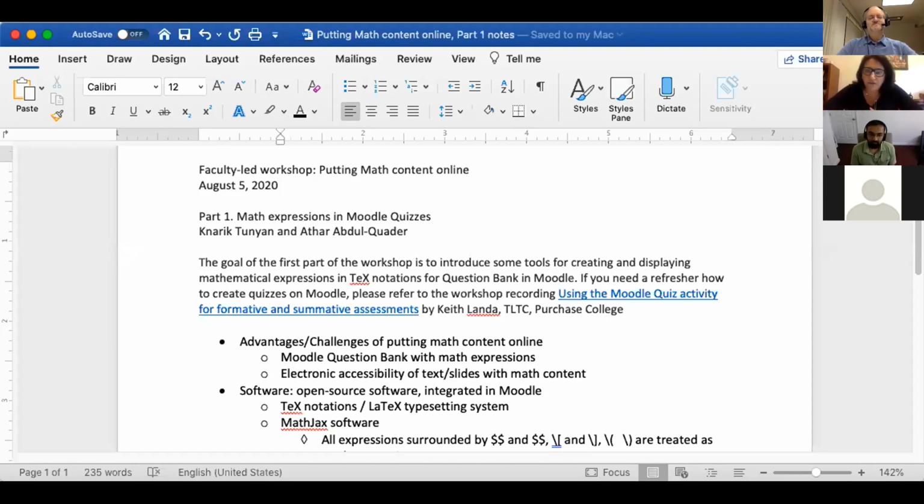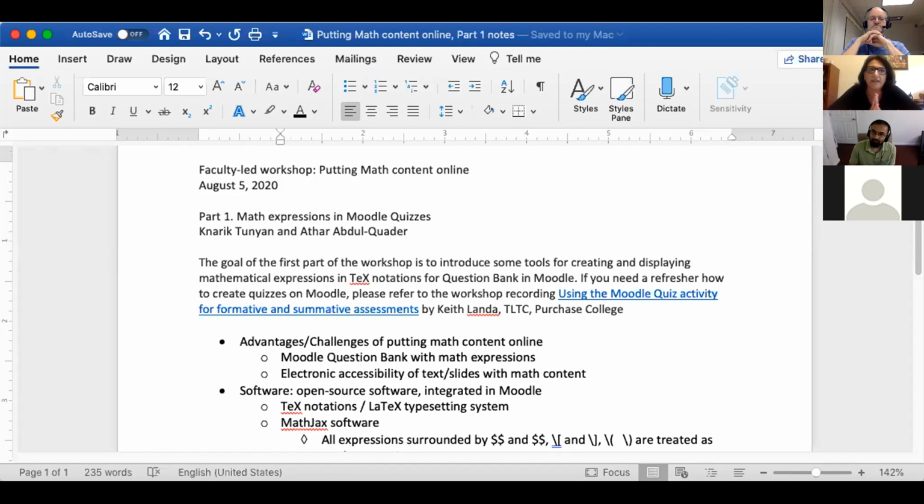Thank you, Keith. Thank you for organizing this workshop and encouraging us to work on this and put this material together for our faculty who are interested in putting their math content online. As you might know, today's workshop consists of two parts. One is the first part about math expressions in Moodle quizzes, how to have math formulas nicely displayed in Moodle quizzes. And the second part will be presented by Atar about electronic accessibility of math text.